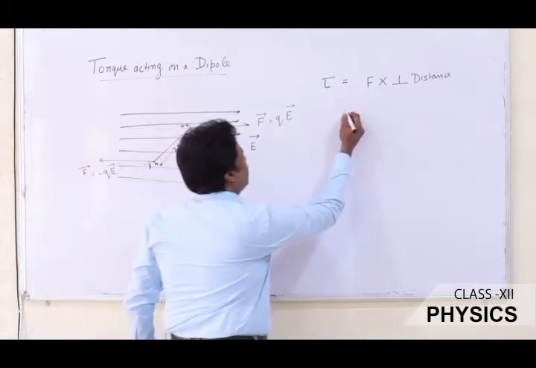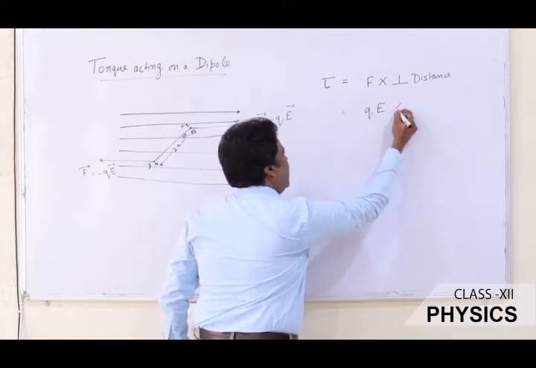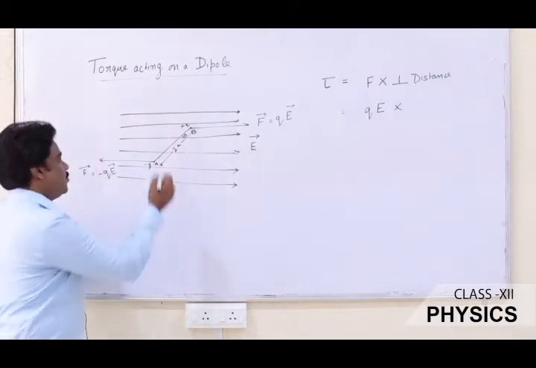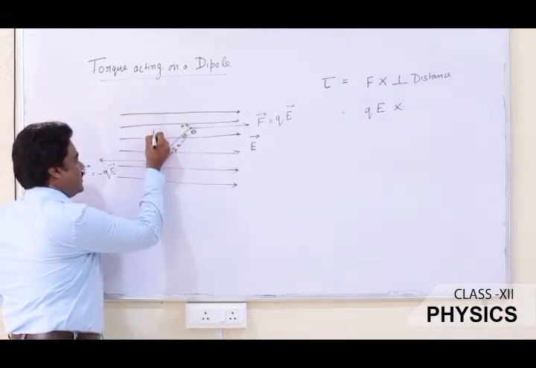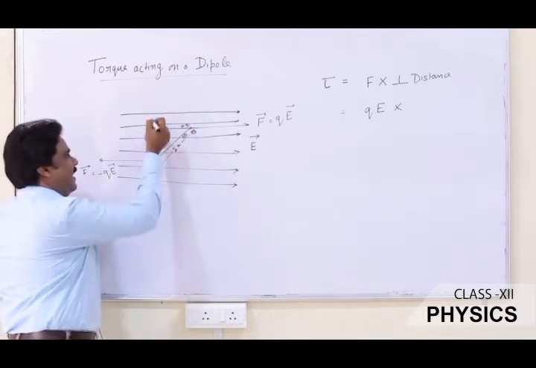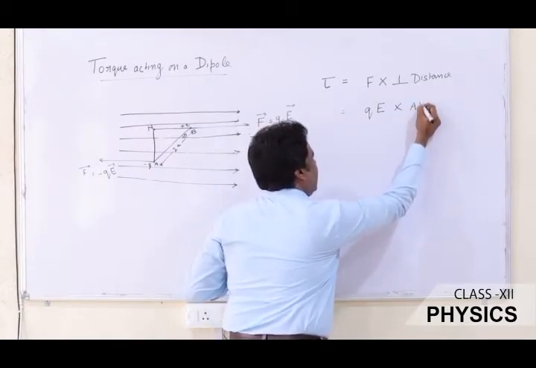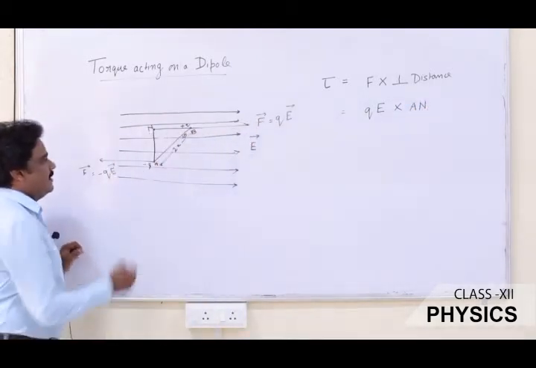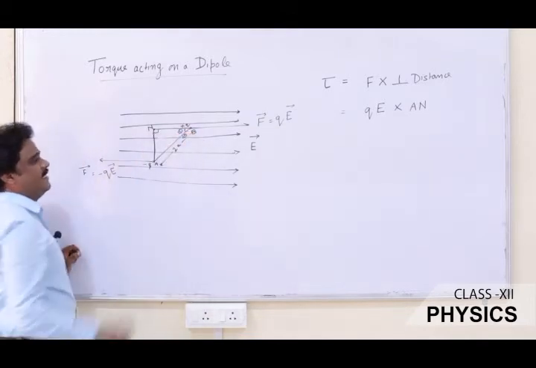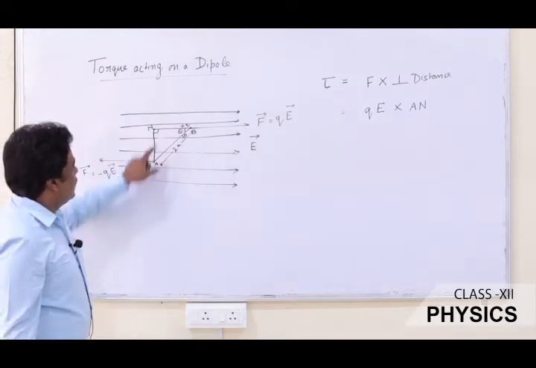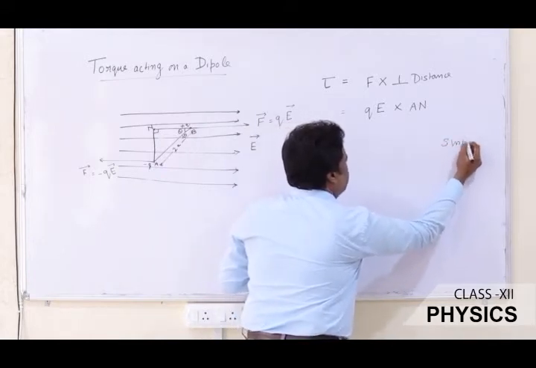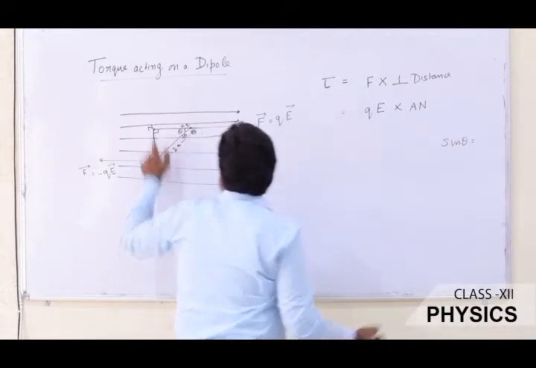So I am going to mark it as F, which is QE, into the perpendicular distance. Once again, AB is not the perpendicular distance. So to get the perpendicular distance, I am going to do a construction like this. Then I am going to mark this as N. Then AN represents the perpendicular distance. Now, geometrically, if this is theta, I can mark this angle also as theta, and obviously this will be 90 degrees. I can apply trigonometry: what is sine theta from that right triangle? Sine theta is AN by 2A.